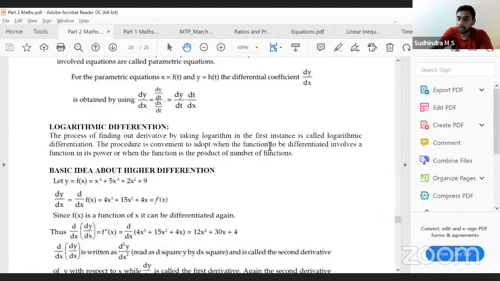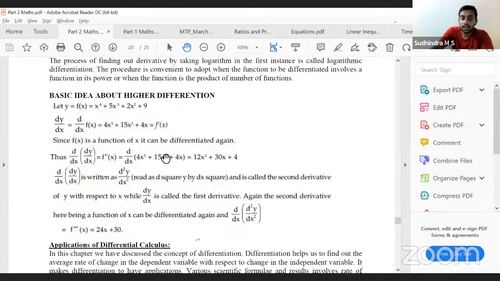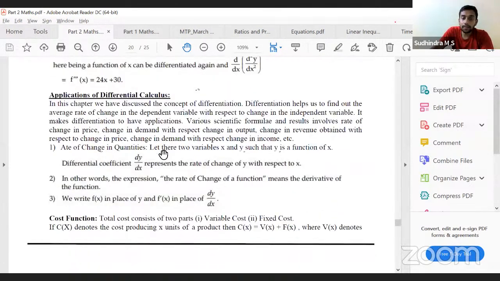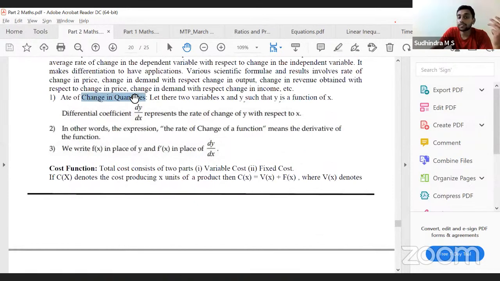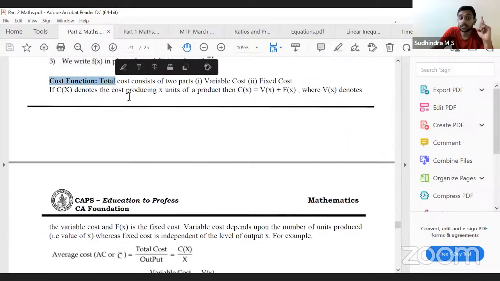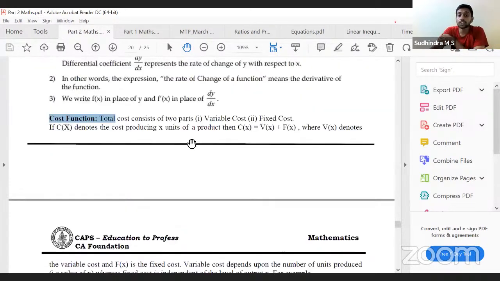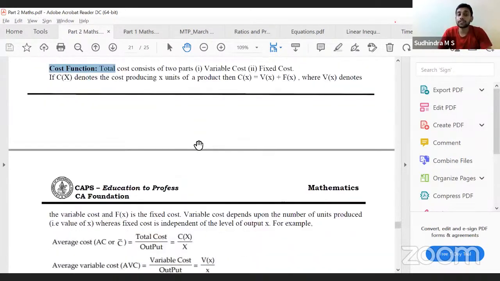These are all not required: parametric equation, logarithmic differentiation. Calculation of differentiation using logarithm is logarithmic differentiation. That's all. Then where do we apply this? In case of rate of change in quantities, we apply differentiation. And in case of cost function, this is important. In case of cost function, variable cost, fixed cost, etc., we use the concept of differentiation.